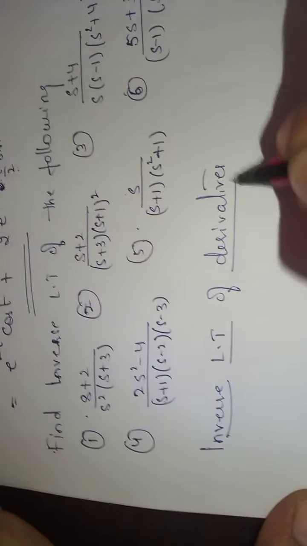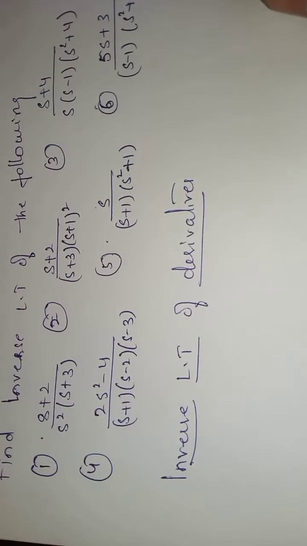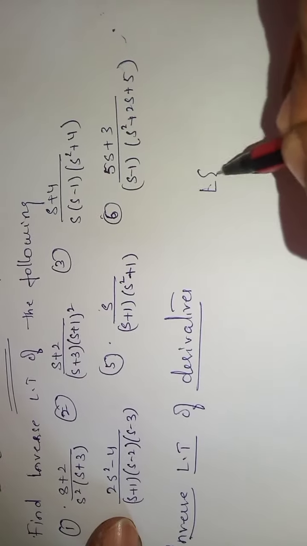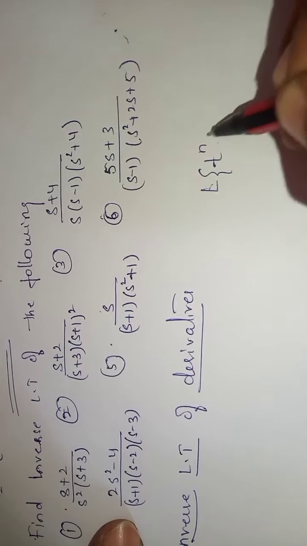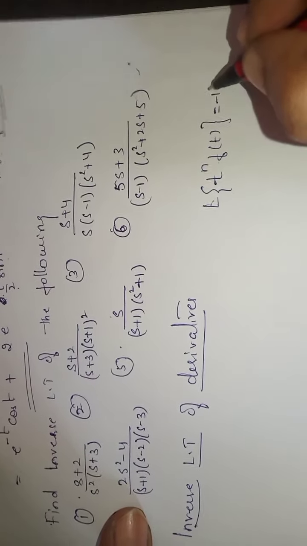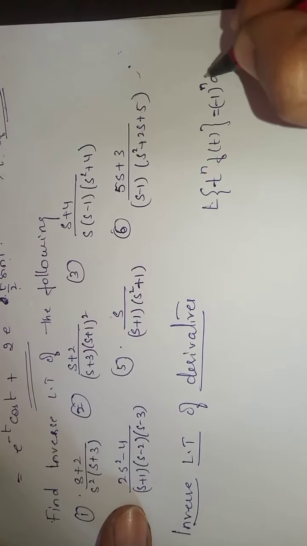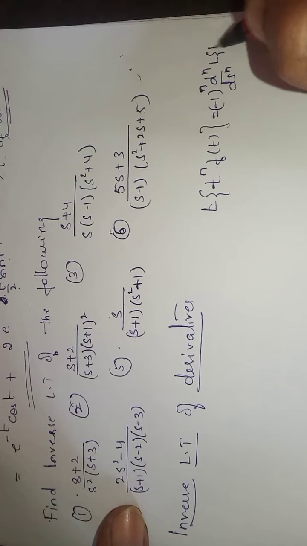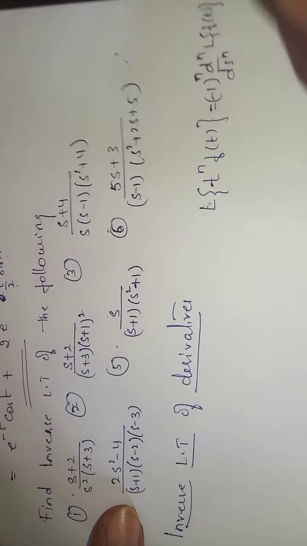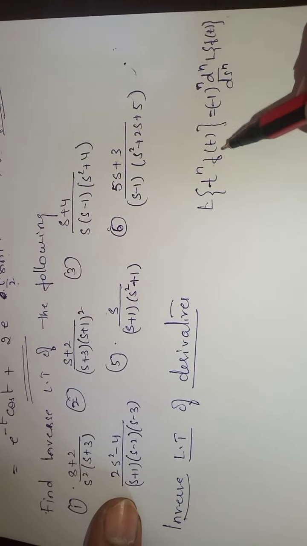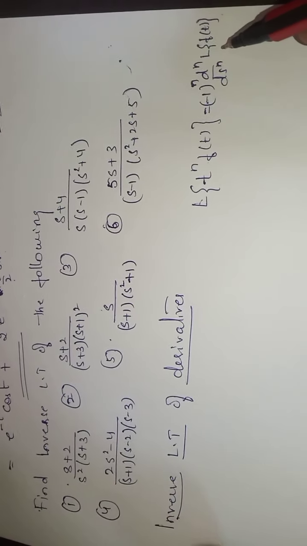In Laplace transforms, we have seen that the Laplace transform of t to the power n into f of t is nothing but minus 1 to the power n times the nth derivative with respect to s of the Laplace transform of f of t, or f bar of s. So when you multiply a function with t, you get your Laplace transform as derivatives.